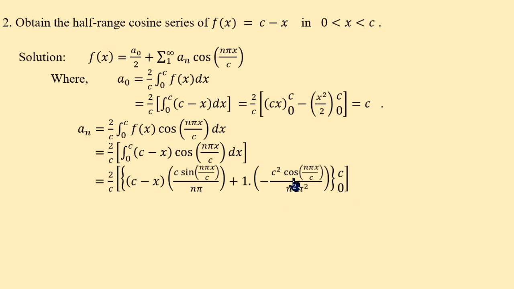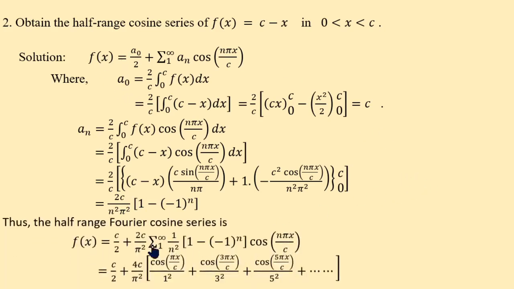And for the second part, cos 0, lower limit, this part is 1. And for the upper limit, it is cos n pi is minus 1 power n. C square by c is c. Here 2c by n square pi square. For the upper limit, it is minus of minus 1 power n. Lower limit, it is minus 1 minus minus, plus 1. 1 minus minus 1 power n. Now substitute this a n and a naught value in this formula.